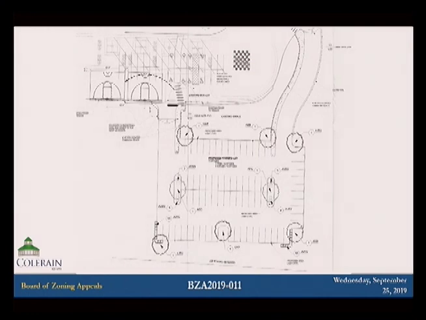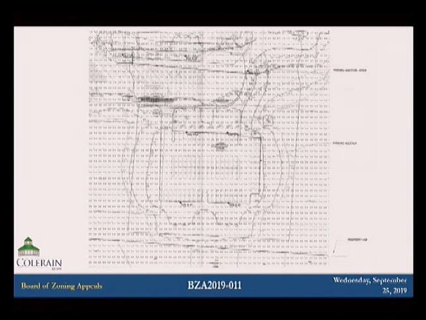Here is their landscape plan. They are going to implement some new trees, shrubs, and hedges. Here is the lighting plan. It's kind of hard to see up here, but you can see it better in your packets.